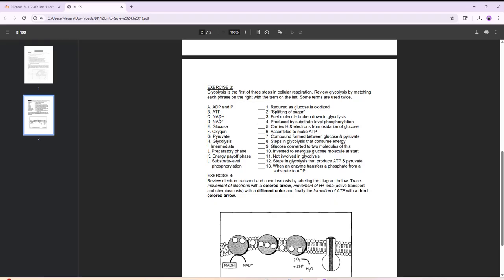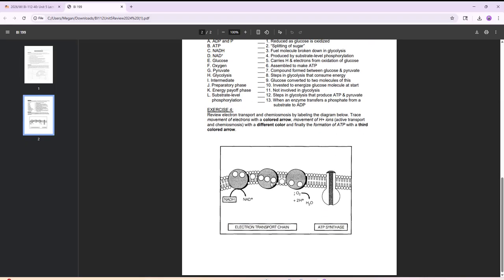So in glycolysis, we have all of our terms here and then all of the descriptions here. Just remember, though, that some terms are used twice. So some of these might be used twice. And then finally, in exercise 4, we're focusing on oxidative phosphorylation.